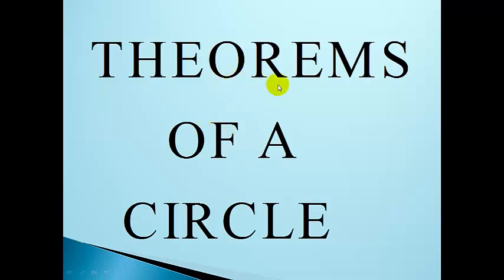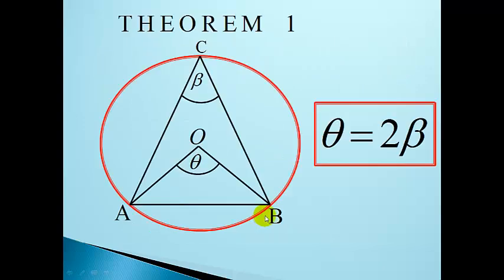Now let's consider the theorems of a circle. Theorem number 1. Considering the diagram as shown, AB is a chord. The circle has center O. The chord AB subtends an angle of theta at the center of the circle, and the same chord AB subtends an angle of beta at the circumference of the circle, that is at the point C.